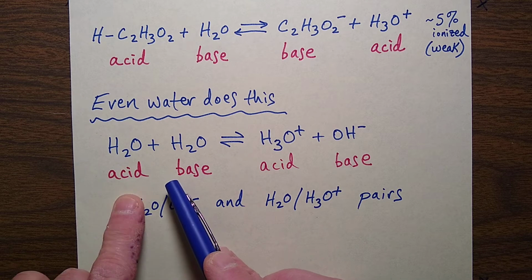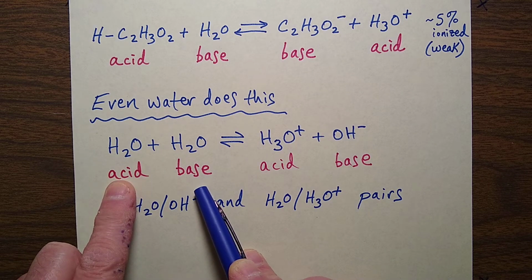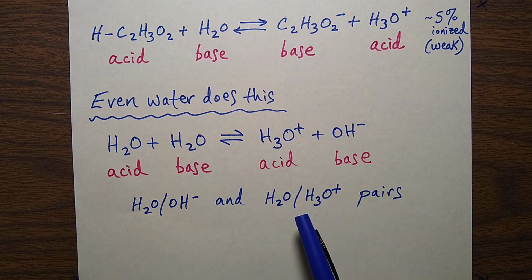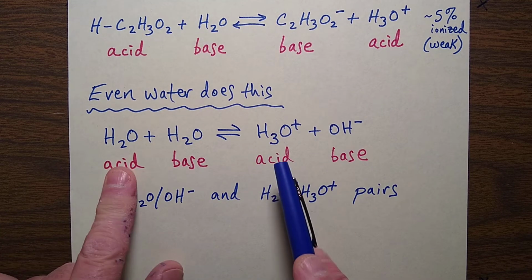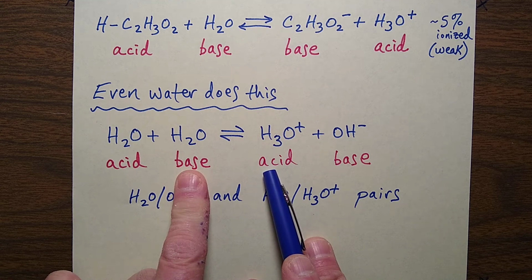Water can act as an acid and a base at the same time. Some of the water molecules react as acids, some will act as bases. They will switch protons and become a hydronium and a hydroxide ion. Again, this would be a conjugate acid-base pair. This would be the other conjugate acid-base pair.